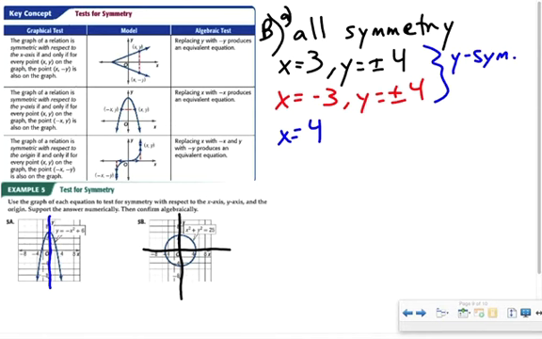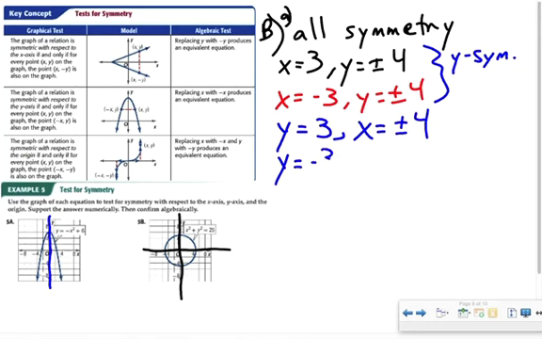actually, let me go backwards, because now I'm verifying symmetry over the x-axis. So if I plug in a value for y, let's say 3, what does x equal? If I plug in y equals 3, y squared is 9, subtracted from 25 I get 16, x squared this time equals 16, so x would equal positive or negative 4.